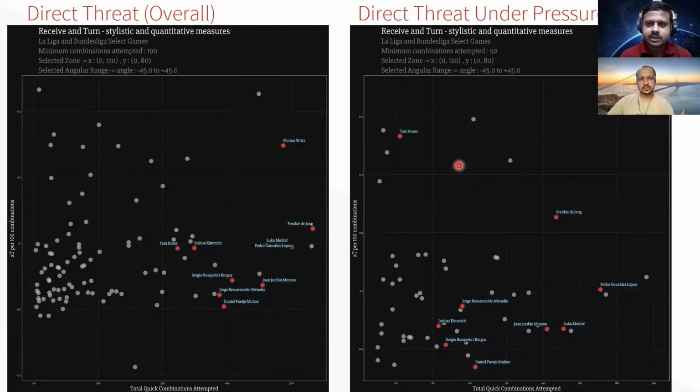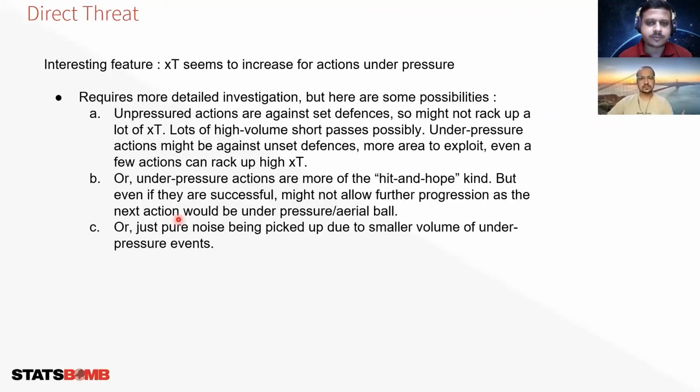And then we can look at the same thing under pressure, and then something interesting happens here. The values under pressure seem to be slightly higher as compared to the overall values. And here are a couple of reasons why this could be happening, but this would obviously require much more detailed investigation. So there's one possibility that the unpressured actions are against set defenses.